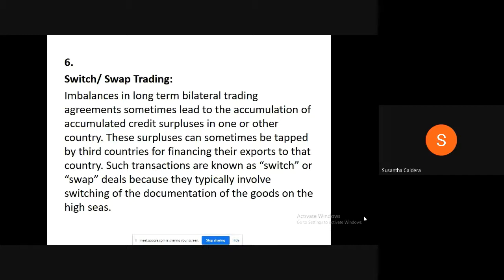Switching, right? I think if they ask, they will ask in one way: what is counter trade, and list 6 counter trade, 6 types of counter trade.